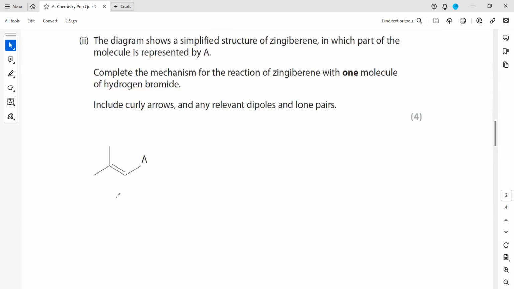So we have HBr here, hydrogen and bromine. Bromine is more electronegative than hydrogen, so there will be a partial negative on the bromine and a partial positive on hydrogen. That is the first thing. Then what will happen? The hydrogen is attracted towards this double bond, and bromine will take both of the electrons involved in the bonding between hydrogen and bromine. What will be the intermediate? So we have to do the skeletal formula.